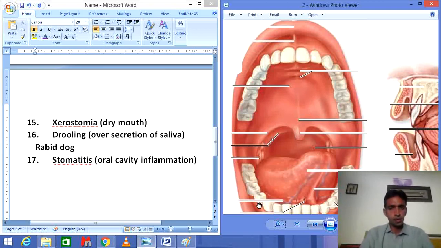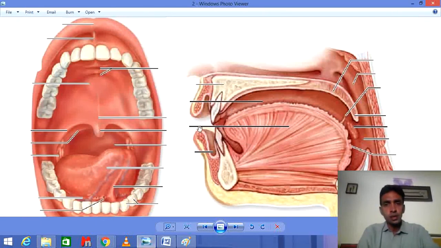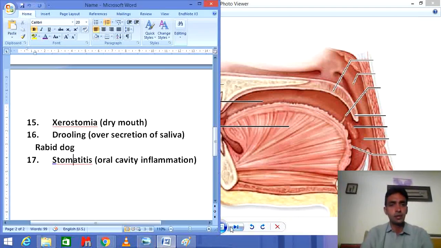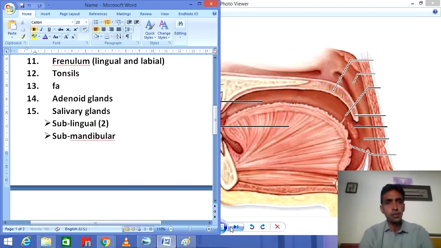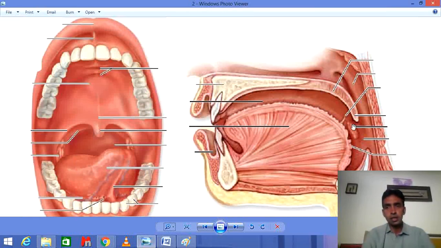The gums are in this area. So this area is the mouth. This area is the vestibule. This area, from the teeth up to the uvula, is called the fauces. I will write it here. Fauces is the space or cavity between the teeth and the uvula. This is called the fauces.